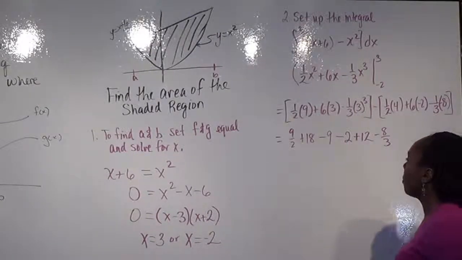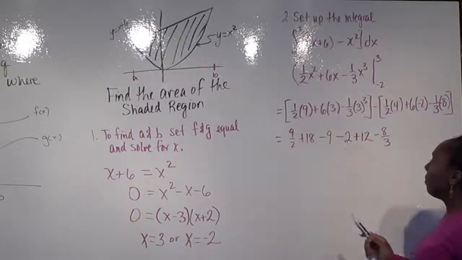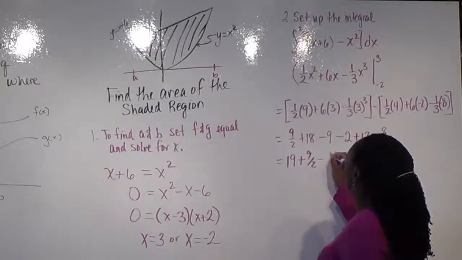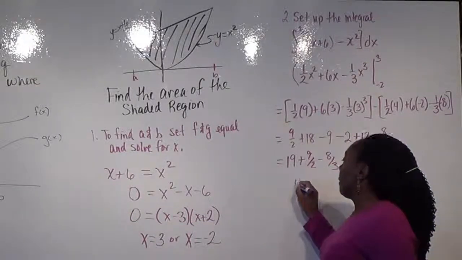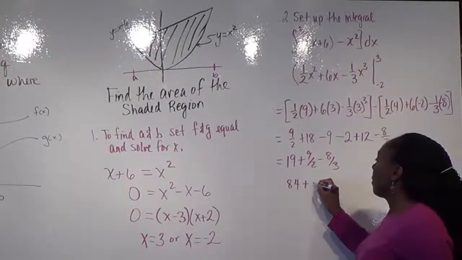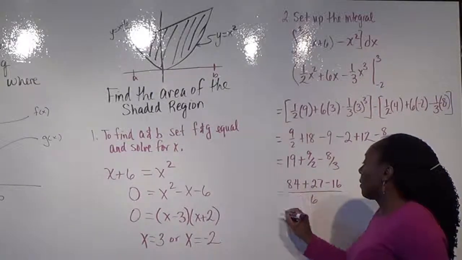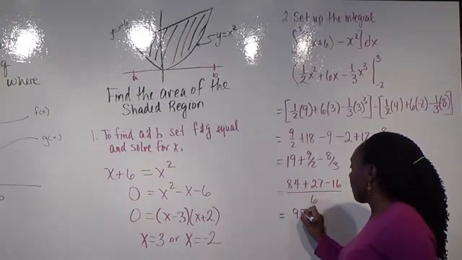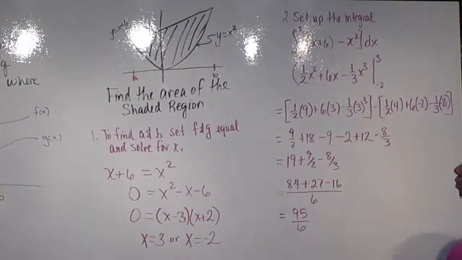So combining terms, looks like 30 minus 9 is 21, minus 2 looks like 19, plus 9/2 minus 8/3. And get a common denominator of 6. And simplifying, we see that there would be our area of our shaded region.